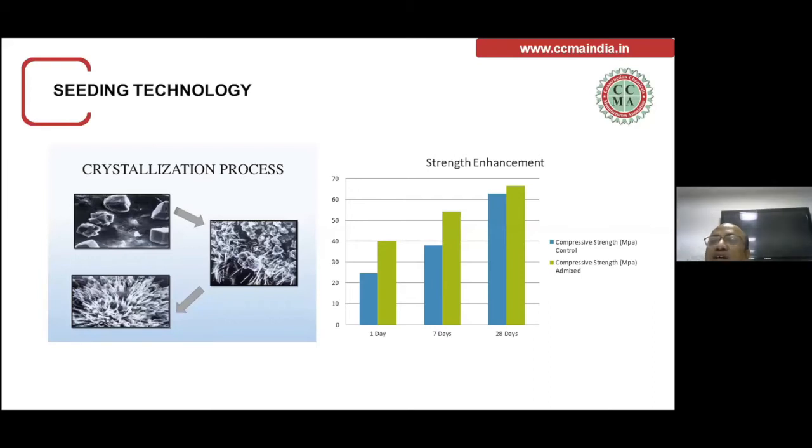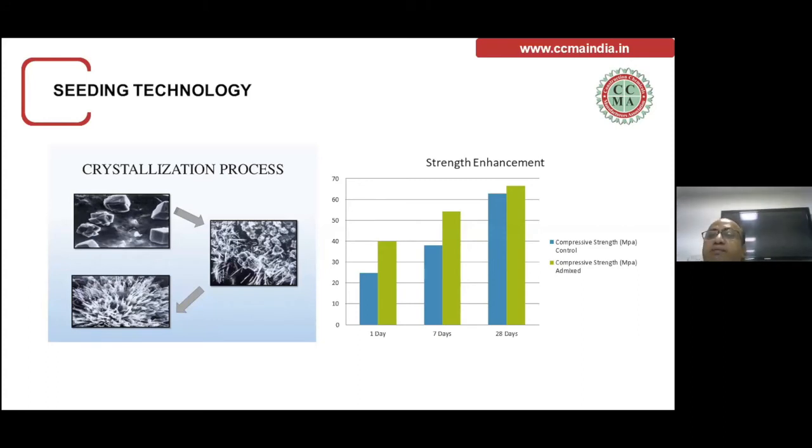Then see, the strength enhancement happens in case of using the seeding technology, and in that case the main focus is 1 day strength. If we look at the 28-day strength, it will not have that much effect. It will definitely increase to some extent, but not as much as at 1 day, 3 days and 7 days.